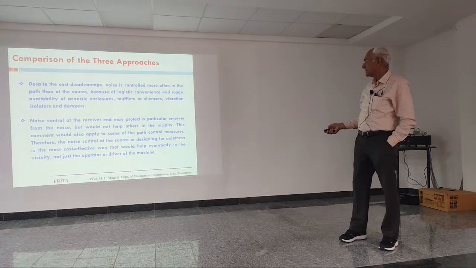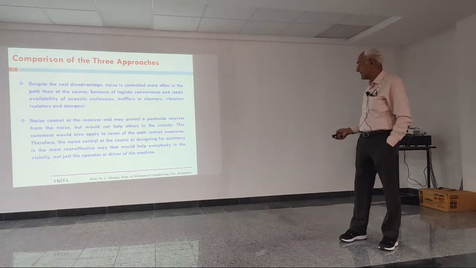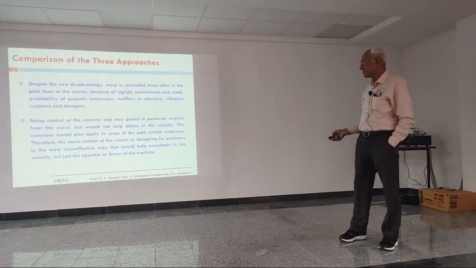So noise control at the receiver end may protect a particular receiver from the noise, but would not help others. This comment would also apply to some of the path control measures. Therefore, noise control at the source, or designing for quietness, is the most cost-effective way, and it will help everybody in the vicinity, not just operators or drivers of the machine.